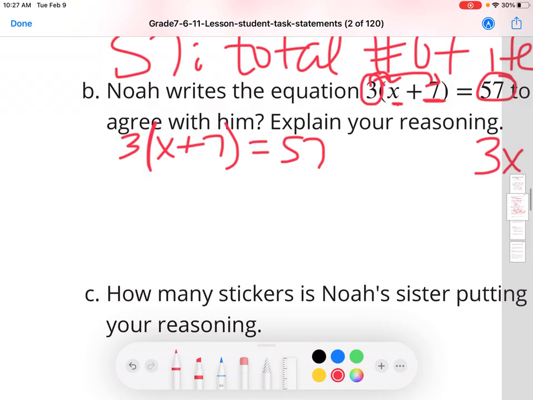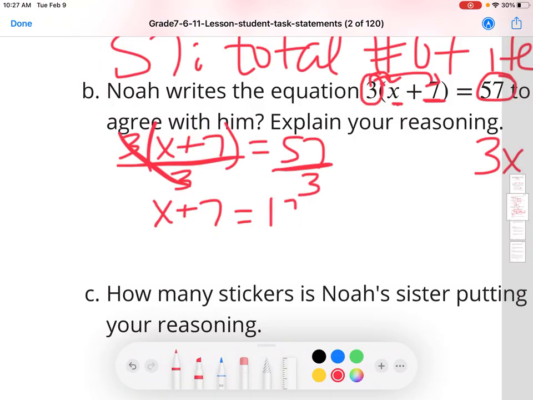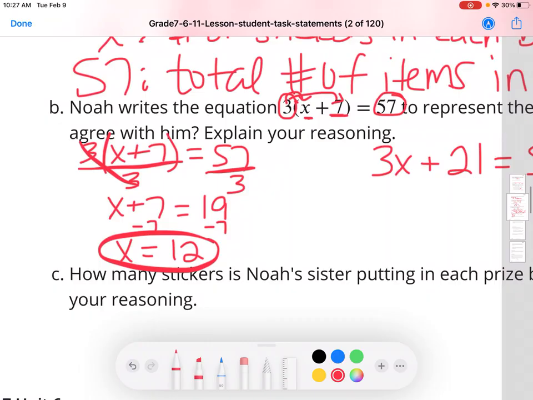So if I use the equation without the distributive property, first I want to go ahead and divide both sides by 3. So I know how many total items are in each of the bags. So 57 divided by 3 tells me that there are a total of 19 items in each bag. So now, since I have addition, I want to use the inverse. So I'm going to subtract 7 from both sides. So 19 minus 7 is 12. So that tells me that there are 12 stickers in each bag.